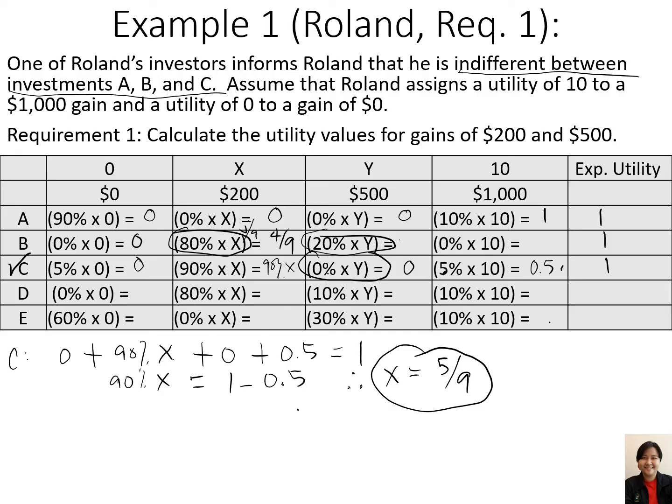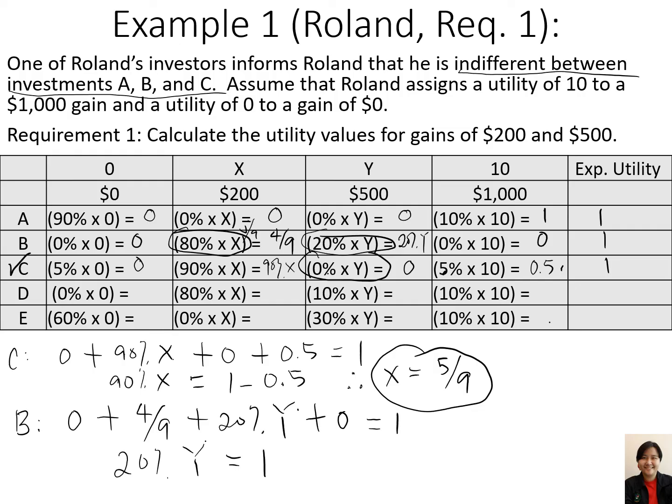20% times y, we have 20% y. And then 0% times 10, we have 0. So let us equate investment B. So we have 0 plus 4/9 plus 20% y plus 0 is equal to 1. So we're going to get rid of the 0 and then move 4/9 to the right side. So that would be 20% y is equal to 1 minus 4/9.